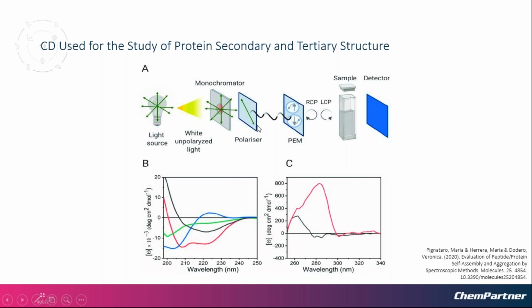In this figure, the upper panel is the CD workflow. Panel B is a CD spectrum of the characteristic secondary structure motifs detected in proteins and peptides. You can see the red line is the alpha helix structure, the black line is the beta sheet structure, and the green line represents the random coil. Panel C is the near UV CD spectrum of two proteins, one containing tryptophan and tyrosine, and the other only tyrosine, shown in the black line.